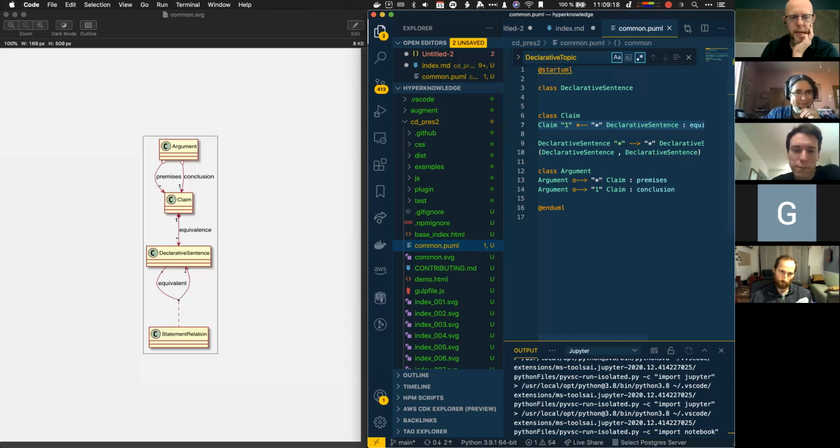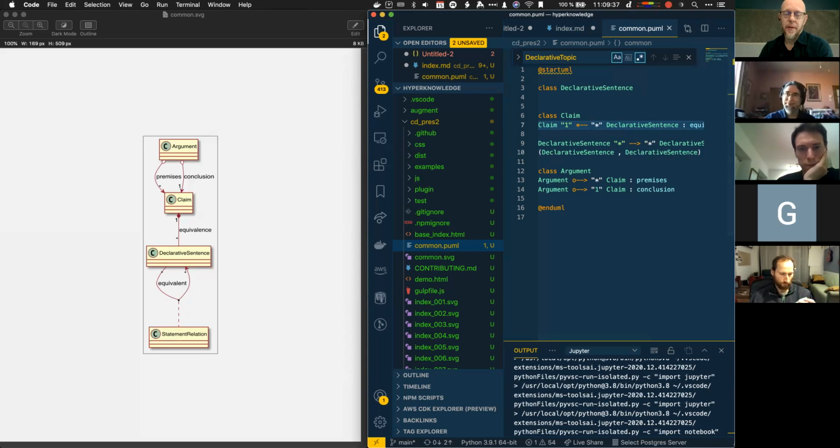To clarify a detail, when we say the claim controls the lifespan of the declarative sentence, does that prohibit us from moving a declarative sentence from one claim to another? No. Okay, I just want to make sure that wasn't. No, but that's a very good question.